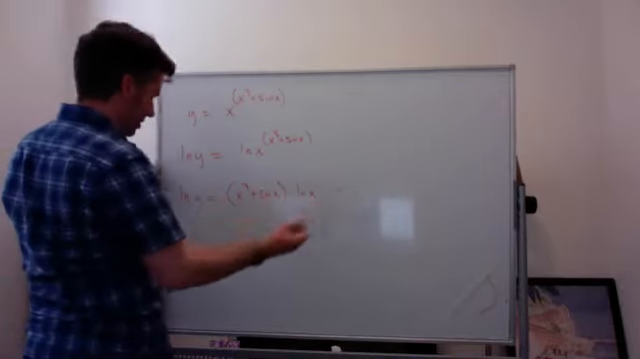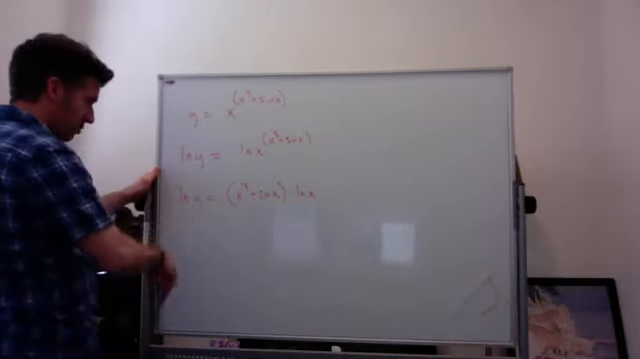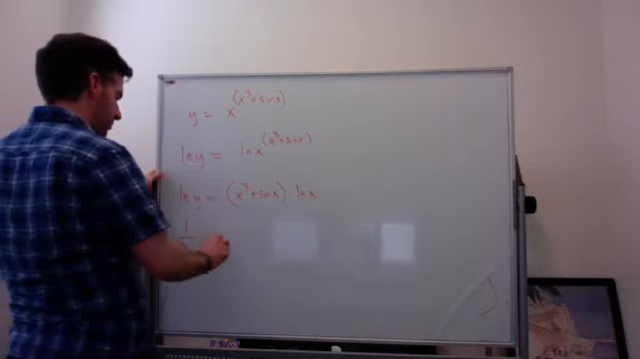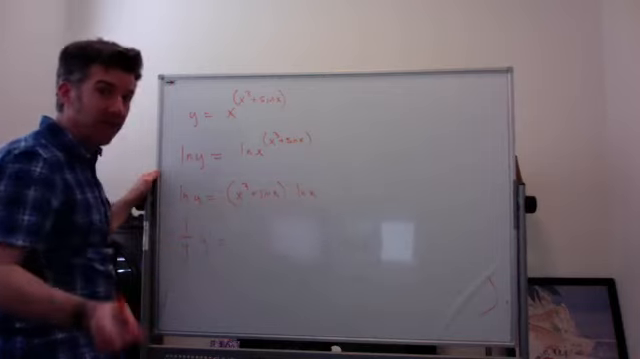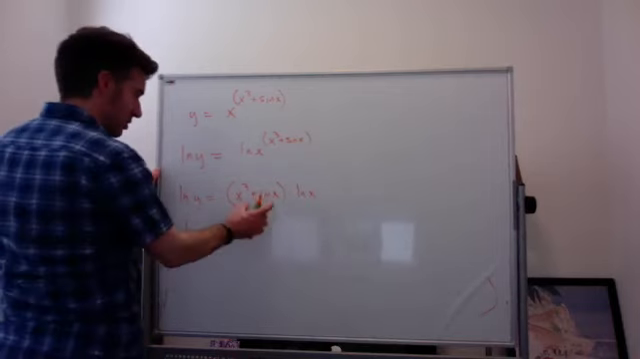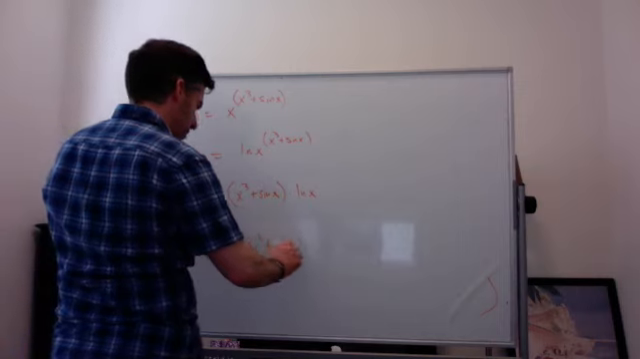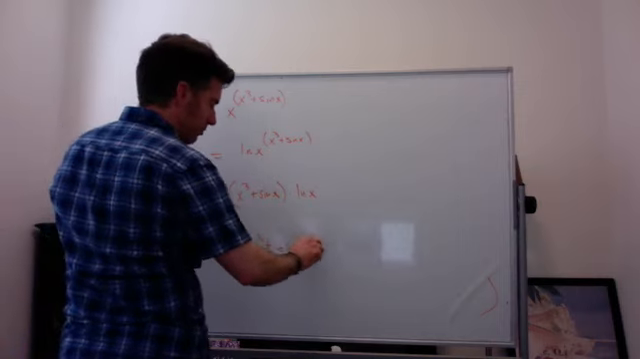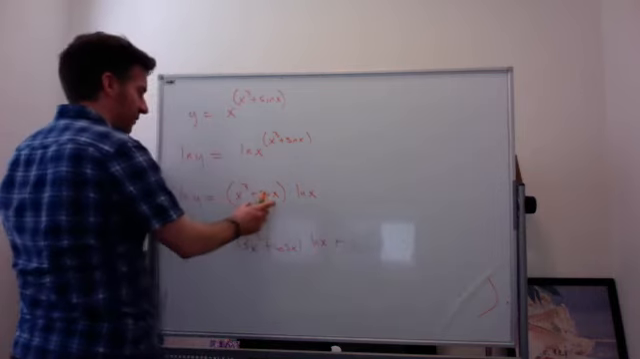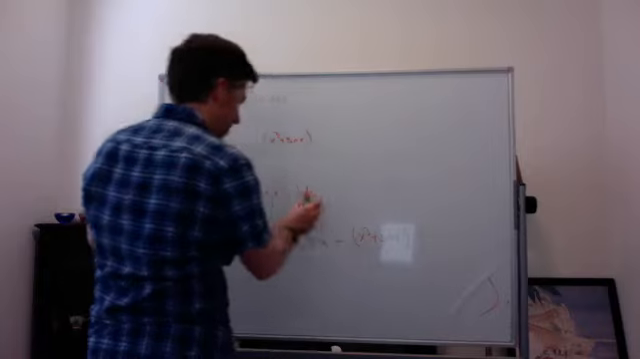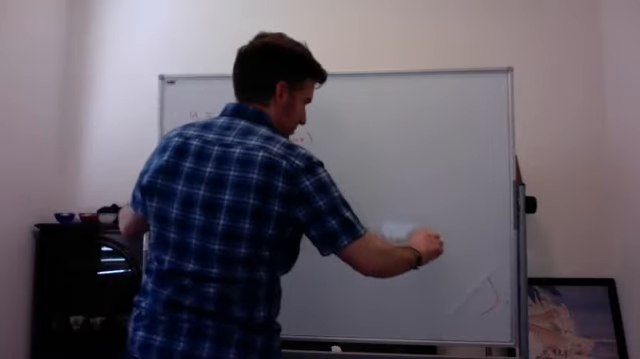So I'm not going to distribute this. I'm just going to take the derivative. The derivative of natural log of y is 1 over y times the derivative of y. The derivative here, I am going to have to use the product rule. So it's the derivative of this, 3x squared plus cosine of x, times this left alone, plus this left alone times the derivative of this, which is 1 over x.